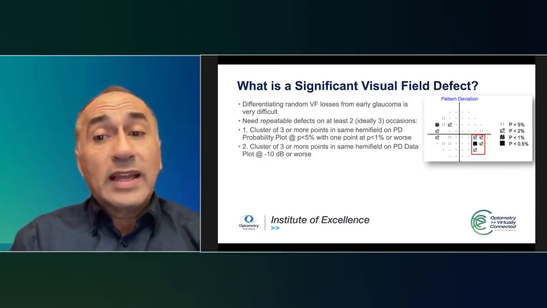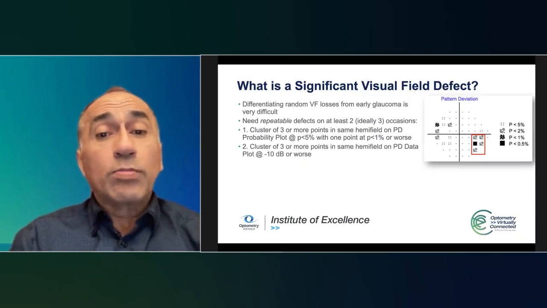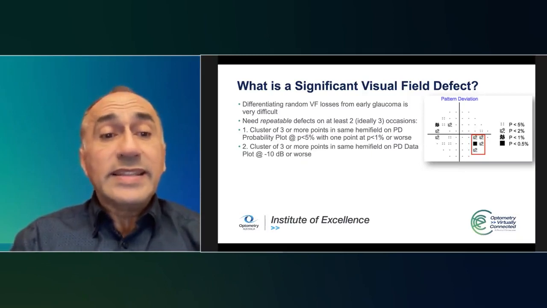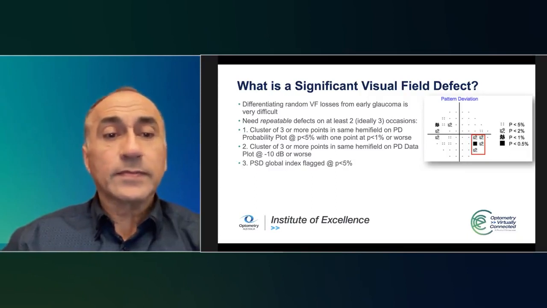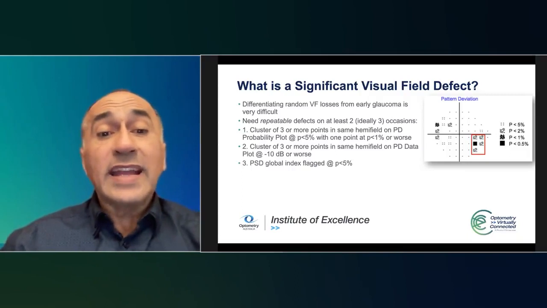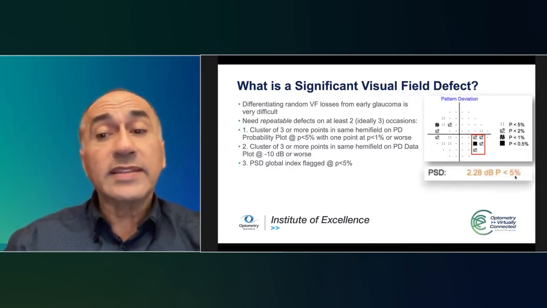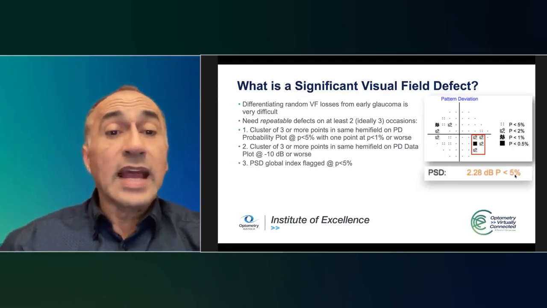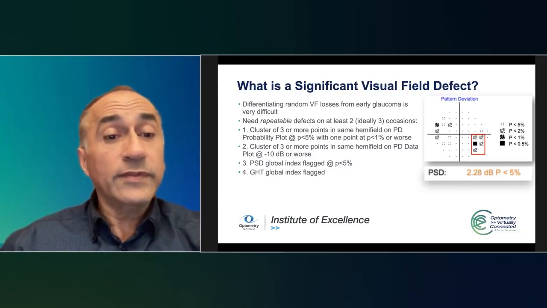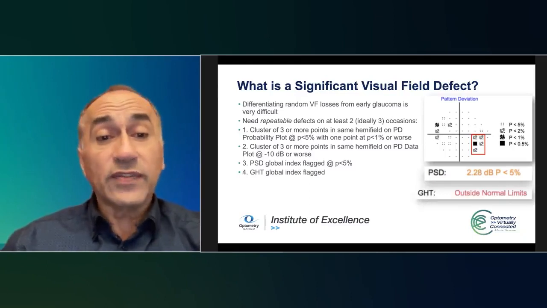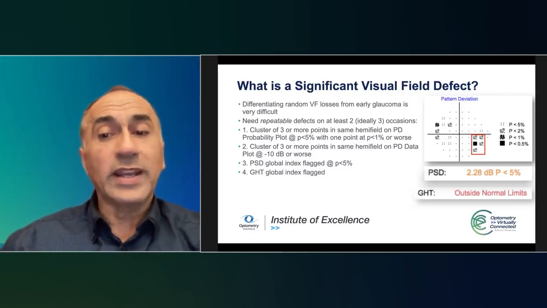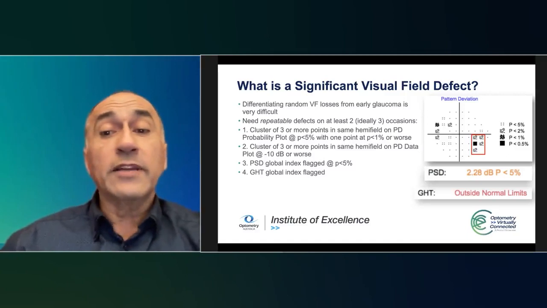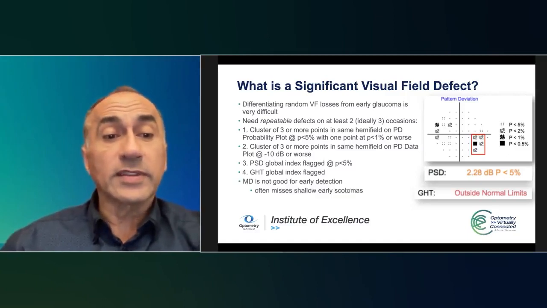And if you look at the actual data, those 3 points will probably end up needing to be less than -10. So you need about a 10 decibel loss on your pattern deviation data. If the PSD is flagged at 5% or worse, like this case I showed you before at 5%, and that's repeatable, then that's considered a statistically significant visual field defect. And if the GHT is flagged and is repeatable, then that's also a significant field defect, especially in one hemifield, which is typical of glaucoma. Typically affects one hemifield at the time of diagnosis.